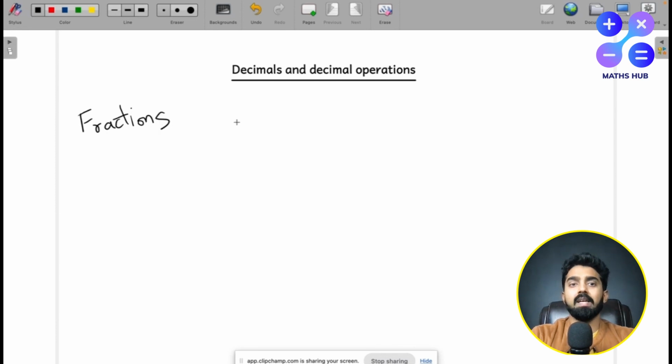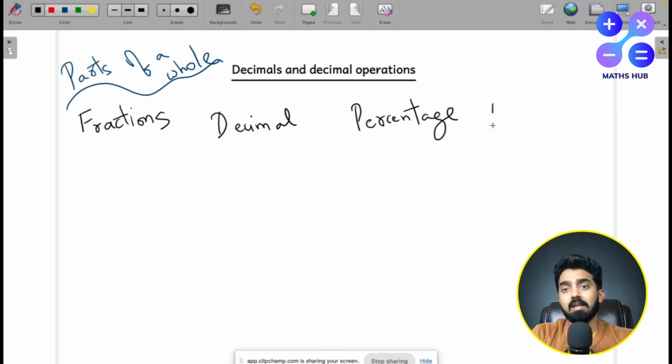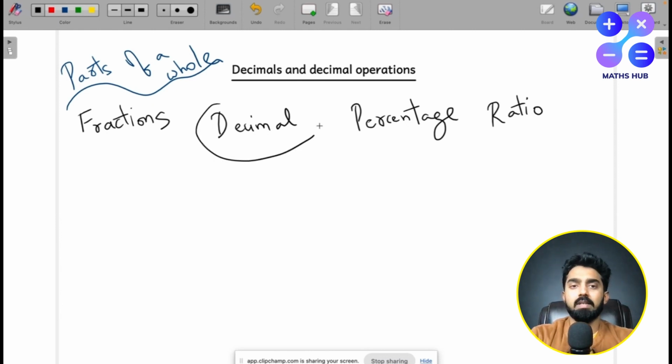So there are four ways in which you can represent parts of a whole, right? A lot of mathematical expressions are about helping you represent parts of a whole. So there are four ways to do that. One is fractions, second is a decimal, third is a percentage, and fourth is a ratio, one type of ratio. It's called a part to whole ratio, but most ratios are part to part ratios. Anyway, this video we're going to focus on decimals, right?